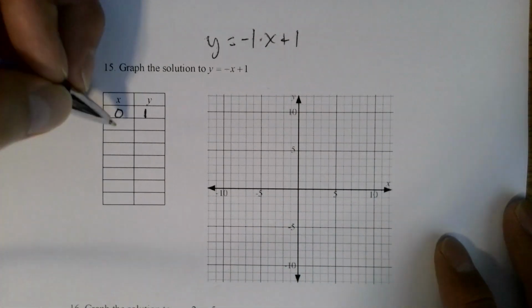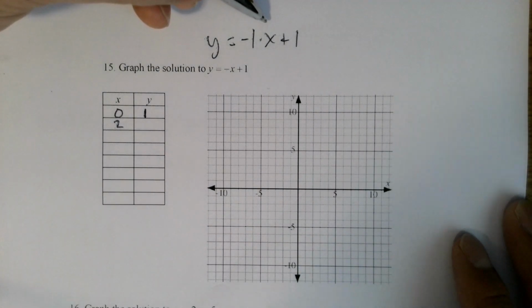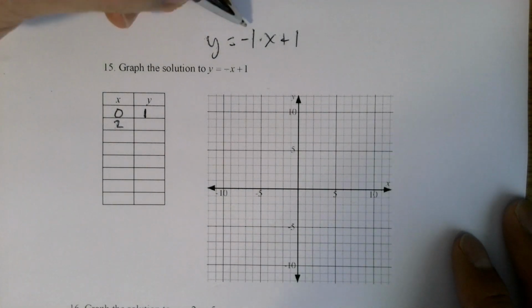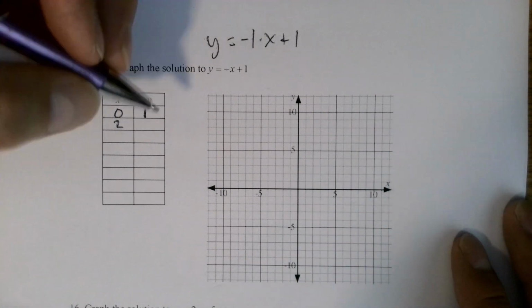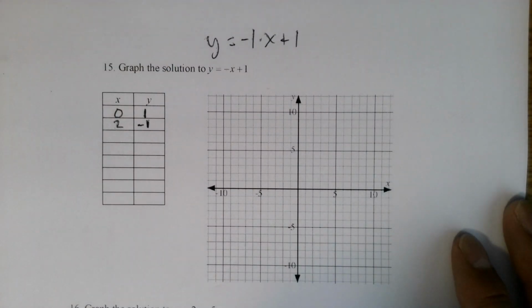Okay, next one, let's go x equals 2 for the heck of it. So if x equals 2 here, I have to go 2 times negative 1 is negative 2, plus 1 is going to be negative 1. So if x equals 2, y will have to equal negative 1 to make the left side equal the right side to make the equation true.